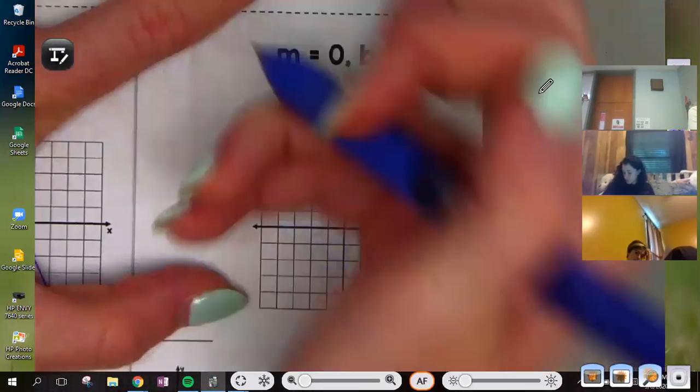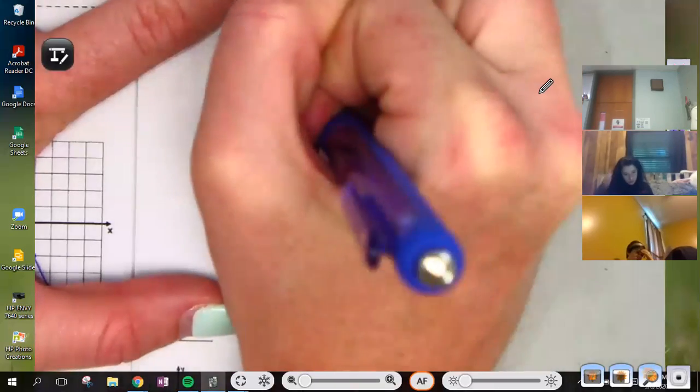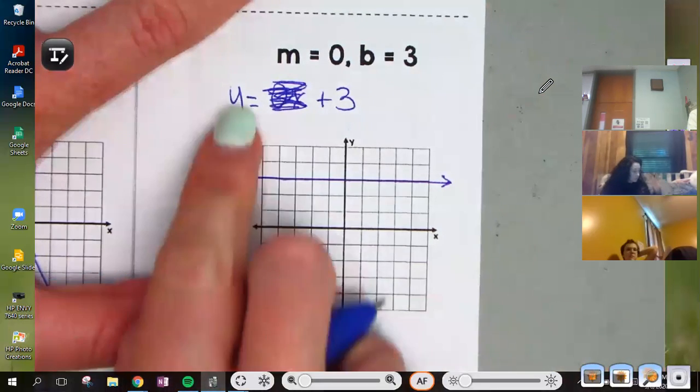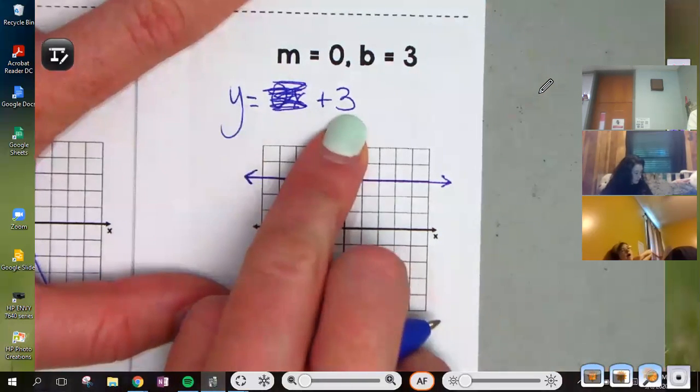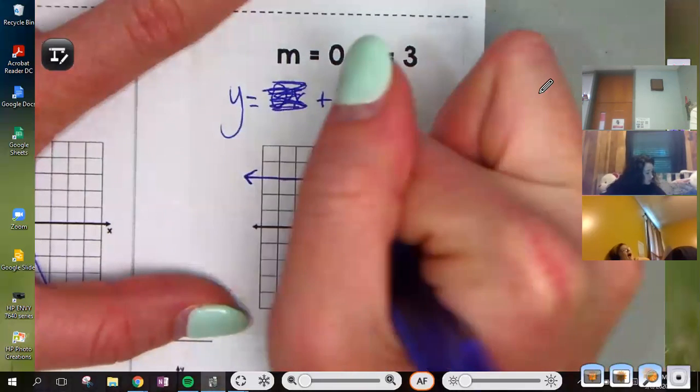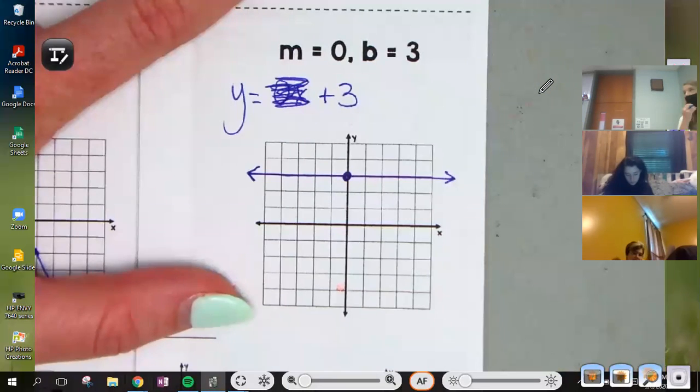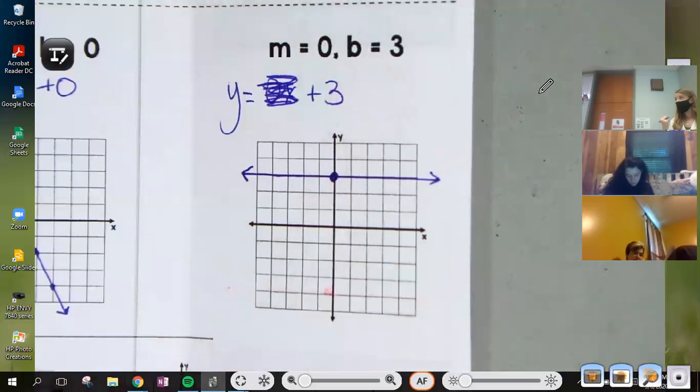This time it was y equals 0x plus 3. We don't have to write the 0x, that's just 0. So we just have y equals +3. So I'm going to go to +3 on my graph. If it doesn't have a slope, that means it's not increasing or decreasing, so it's just constant.